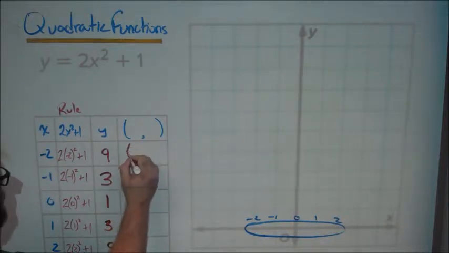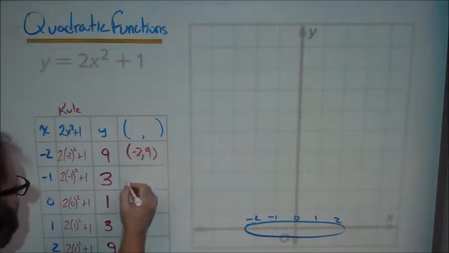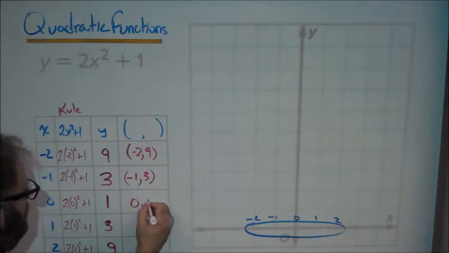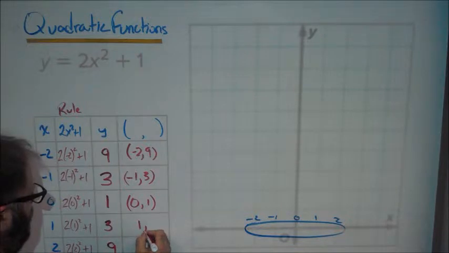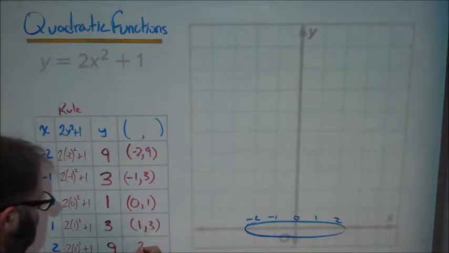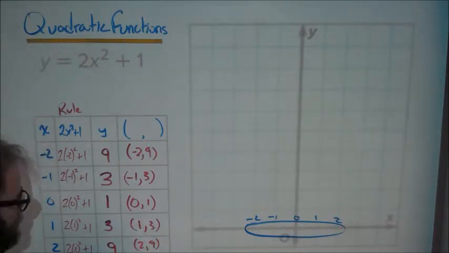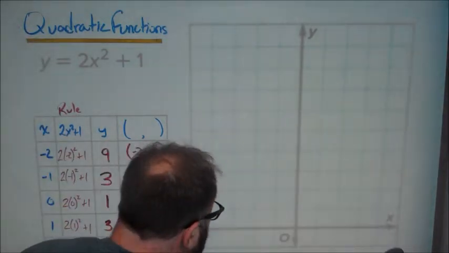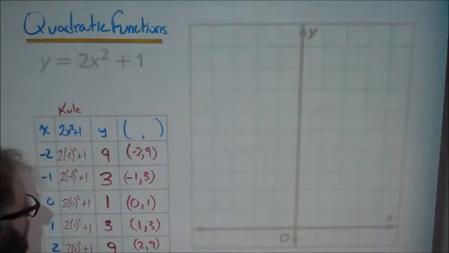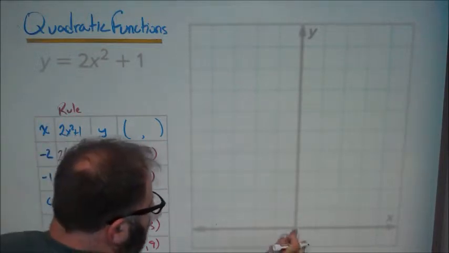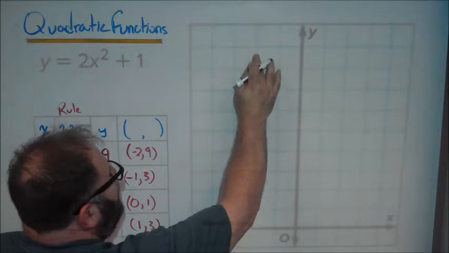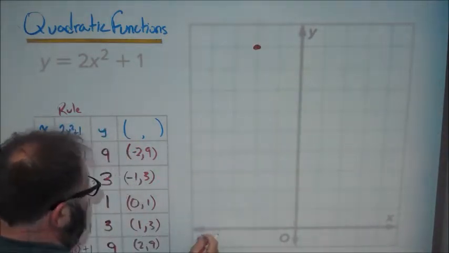Let's write our ordered pairs. I've got (-2, 9), (-1, 3), (0, 1), (1, 3), (2, 9). All right, let's graph this and see what we got. All right, -2, 9, 1, 2, 3, 4, 5, 6, 7, 8, 9.